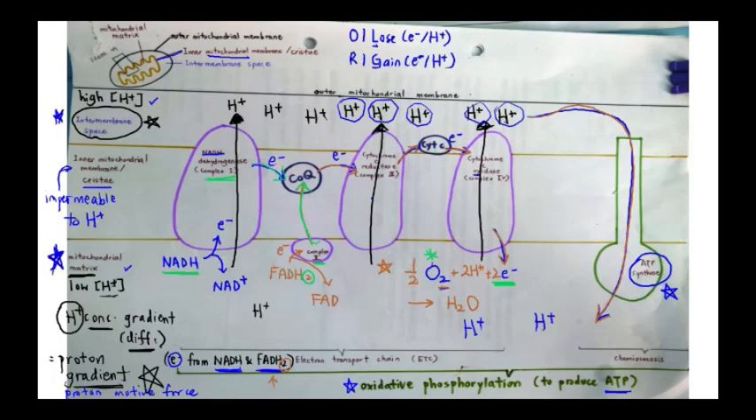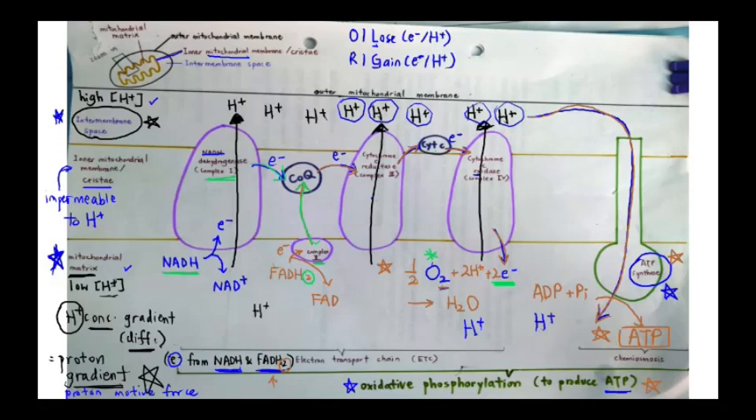And what happens here is that when the proton flows back into the mitochondrial matrix through ATP synthase, it will activate the ATP synthase. And this activated ATP synthase will catalyze the phosphorylation of ADP. So ADP accepts inorganic phosphate, and it will then form ATP. This is what we want during oxidative phosphorylation, to produce ATP.